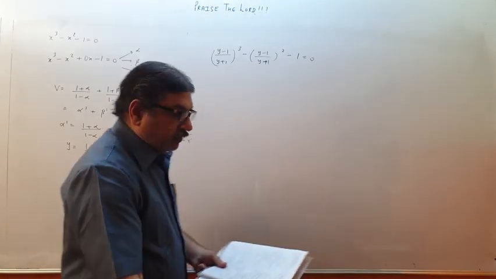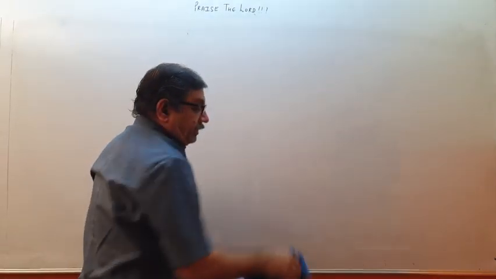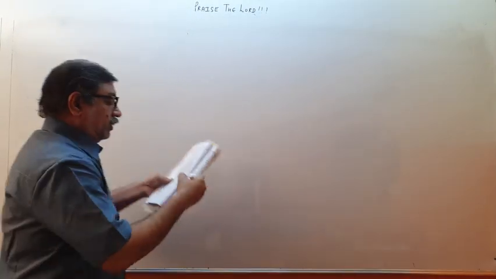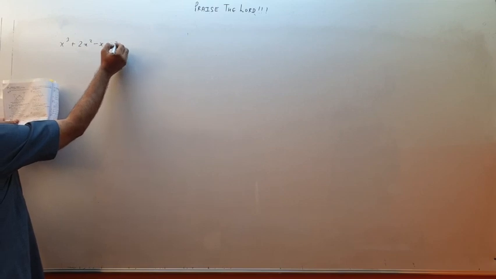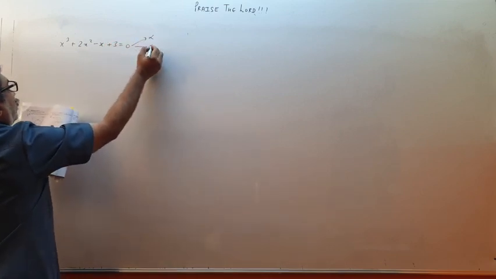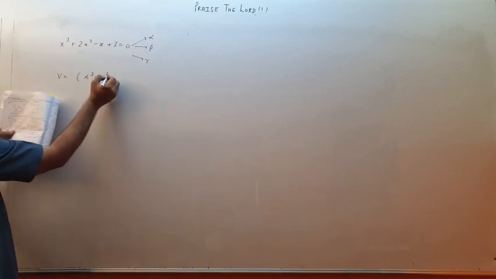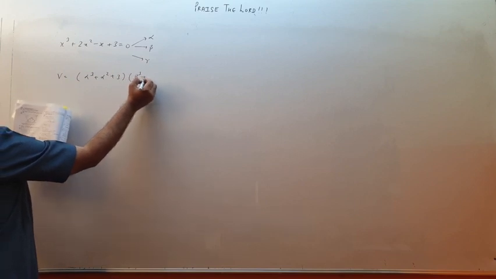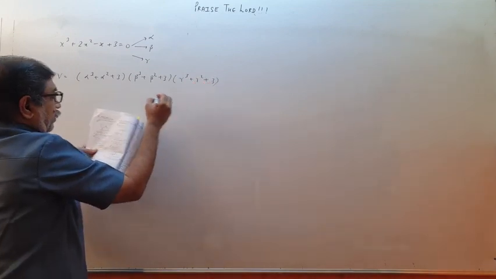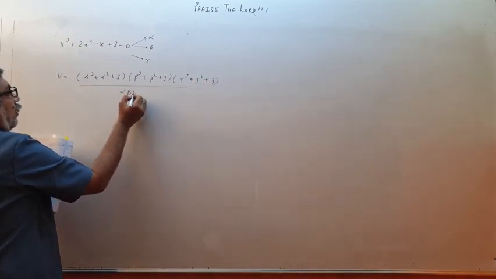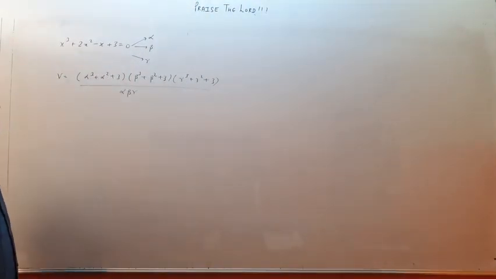See, this we are having x cube plus 2x square minus x plus 3 equal to 0. Its roots are alpha, beta and gamma. We want the value of (alpha cube plus alpha square plus 3)(beta cube plus beta square plus 3)(gamma cube plus gamma square plus 3) upon alpha beta gamma. Naturally, we will not expand because there will be 27 terms in the numerator. So again, we take some trick.